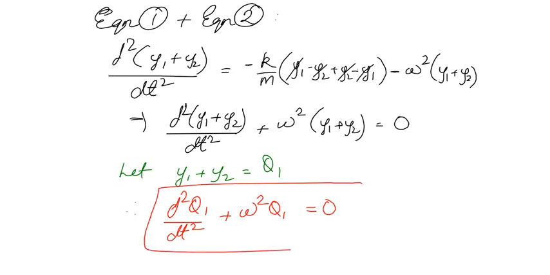This is one of the equations for your coupled oscillating system. This is called the Q1 mode, but we will come to this later.